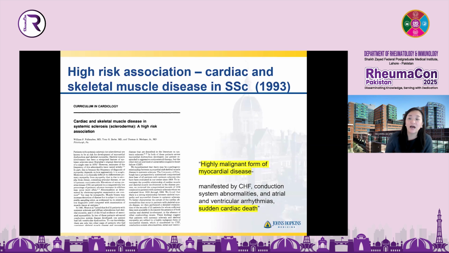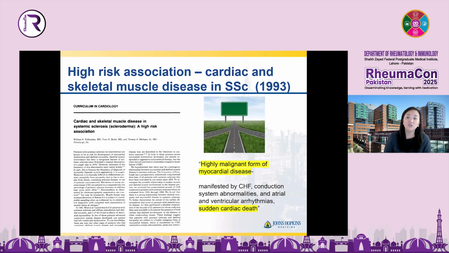And he described this highly malignant form of myocardial disease where you get conduction abnormalities, ventricular arrhythmias, and sudden cardiac death. And the highest risk group were the patients who had muscle involvement, who had this highest risk of sudden cardiac death. And the thought was that there was some myocarditis ongoing.